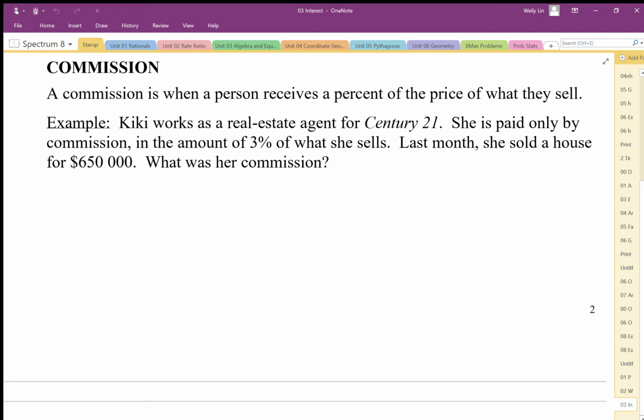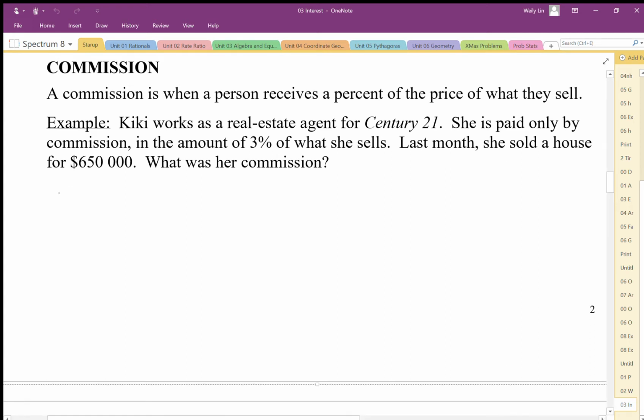Last month she sold a house for $650,000. So we need to figure out her commission. Her commission is the amount that she will earn for her work in doing the sales of this house. The way we work this out is just to calculate a percentage.